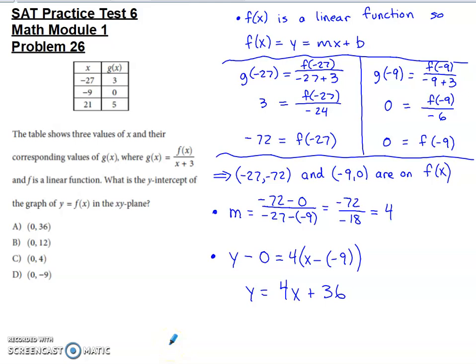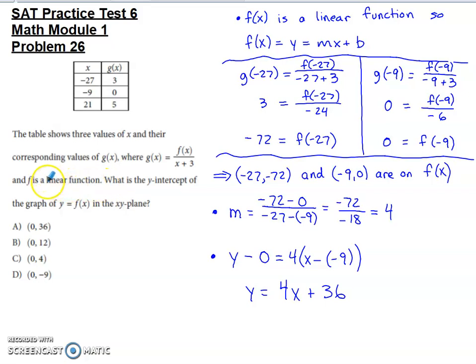So we got a pretty tough SAT problem we're going to talk about here today. This is from SAT practice test number 6, the first math module, problem 26. It says the table shows three values of x and their corresponding values of g of x. G of x is defined here, so it's equal to f of x over x plus 3.